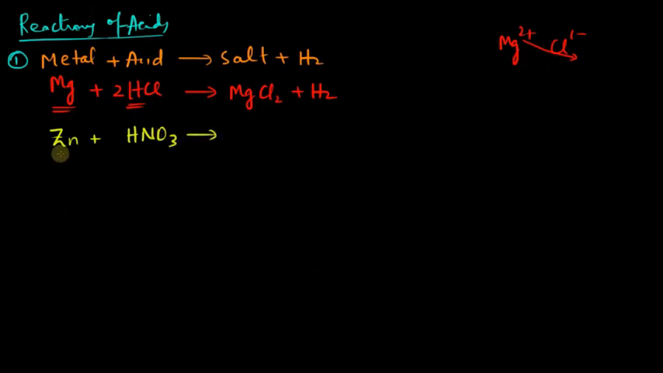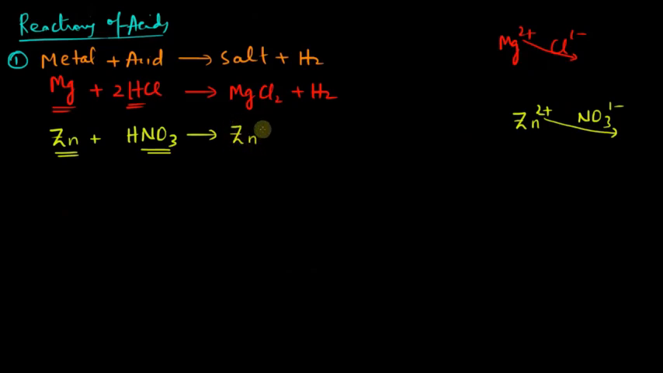Now zinc will replace hydrogen and it will combine with nitrate, and the hydrogen will be released as hydrogen gas. Now let's see how to construct the formula of zinc with nitrate. Zinc is a 2 plus ion and nitrate is NO3, a 1 negative ion. So this 2 will be written over there. Now nitrate is a polyatomic ion. So how do we construct the formula of zinc nitrate?